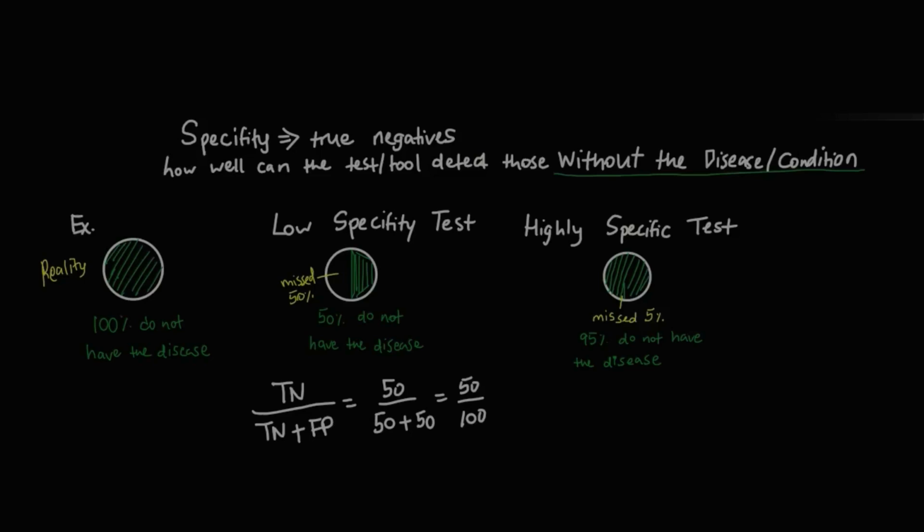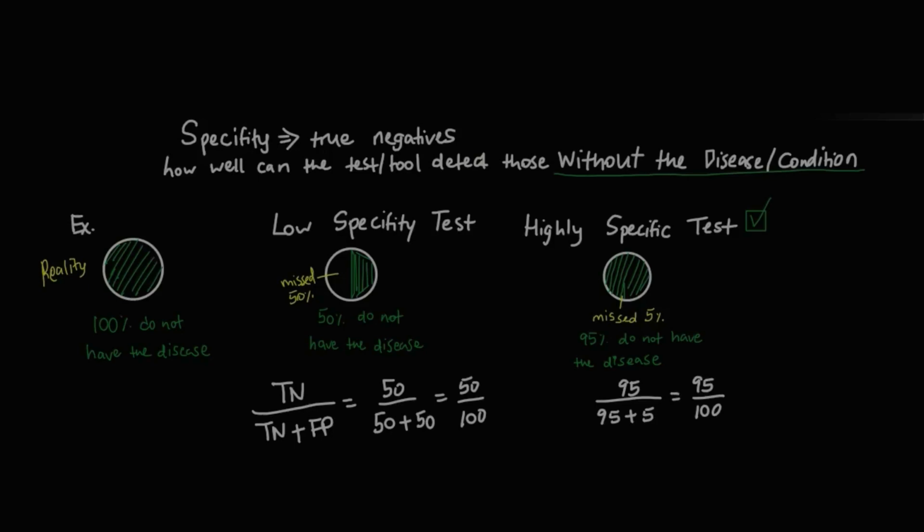And so for our high specificity example, our true negatives is going to be 95 because 95 out of the 100 people tested negative, and in reality they do not have the disease. And as for our false positives, that's going to be 5 because 5 out of the 100 tested positive when in reality they do not have the disease. So we end up getting 95 over 100, and what this means is that 95% tested negative, and in reality they do not have the disease. So they are truly negative.